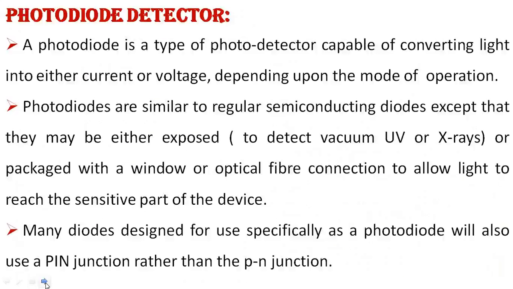Next one is the photodiode detector. A photodiode is a type of photodetector capable of converting light into either current or voltage depending upon the mode of operation. Photodiodes are similar to regular semiconducting diodes, except that they may either be exposed to detect vacuum UV or X-ray, or packaged with a window or optical fiber connection to allow light to reach the sensitive part of the device. Many diodes designed for use specifically as photodiodes will also use a PIN junction rather than a PN junction.